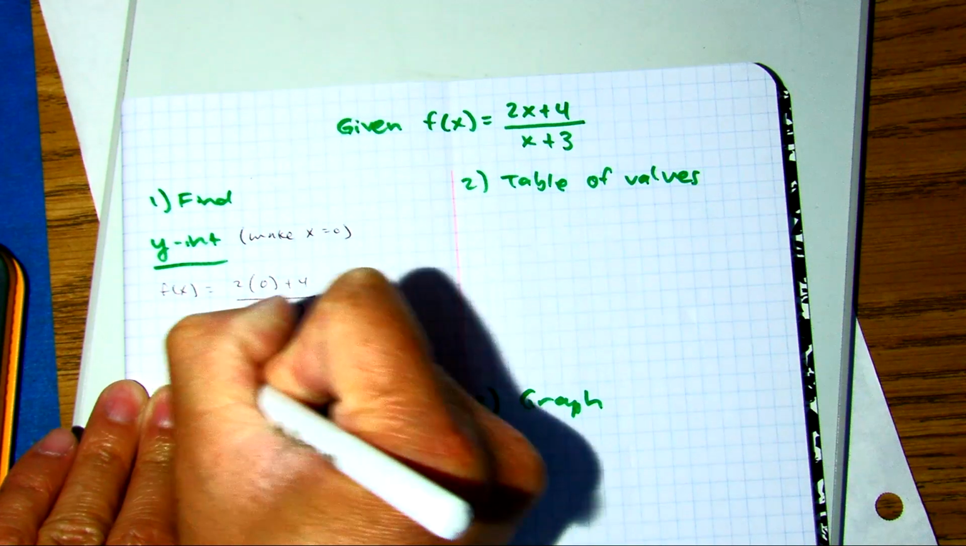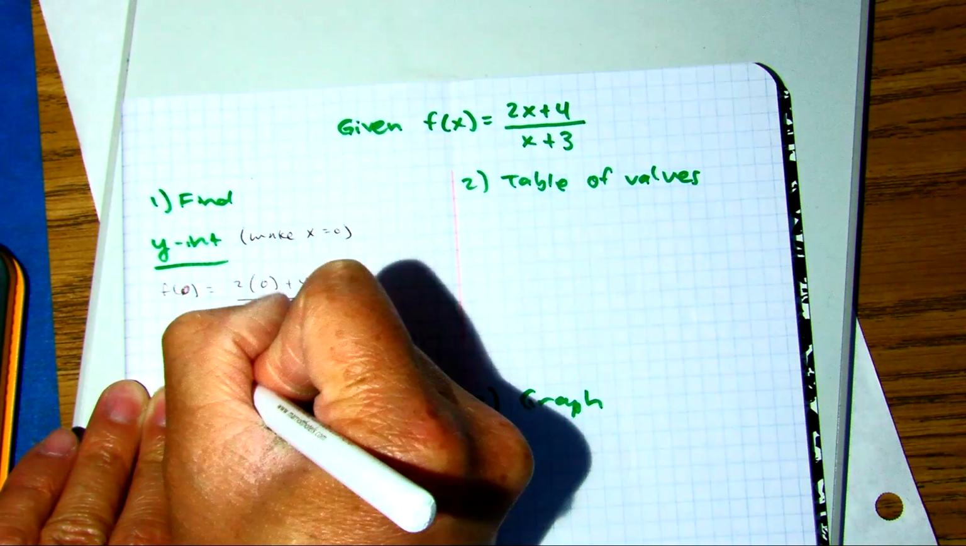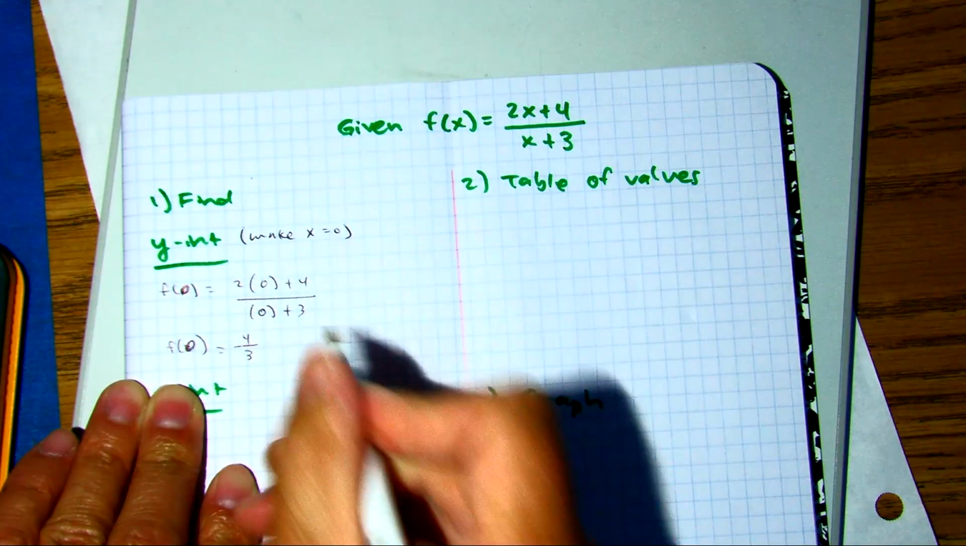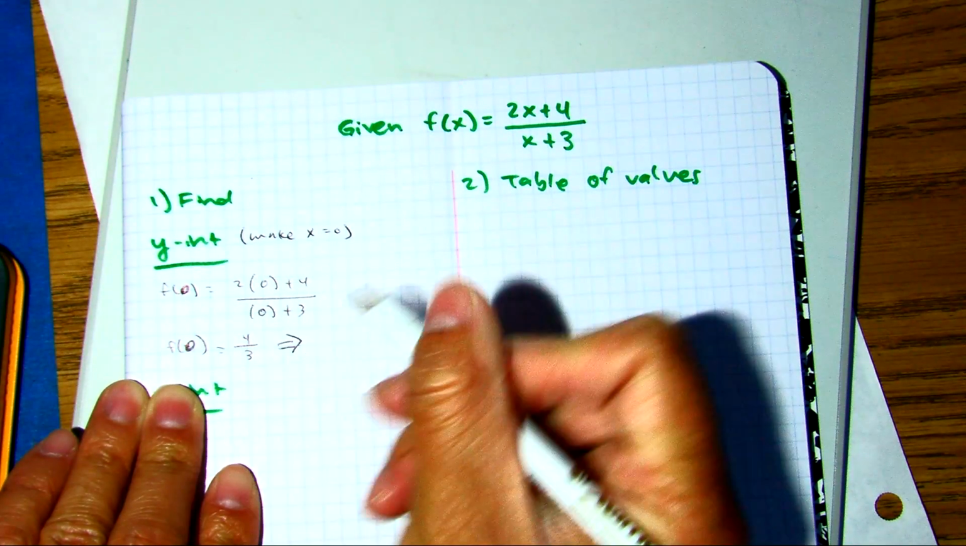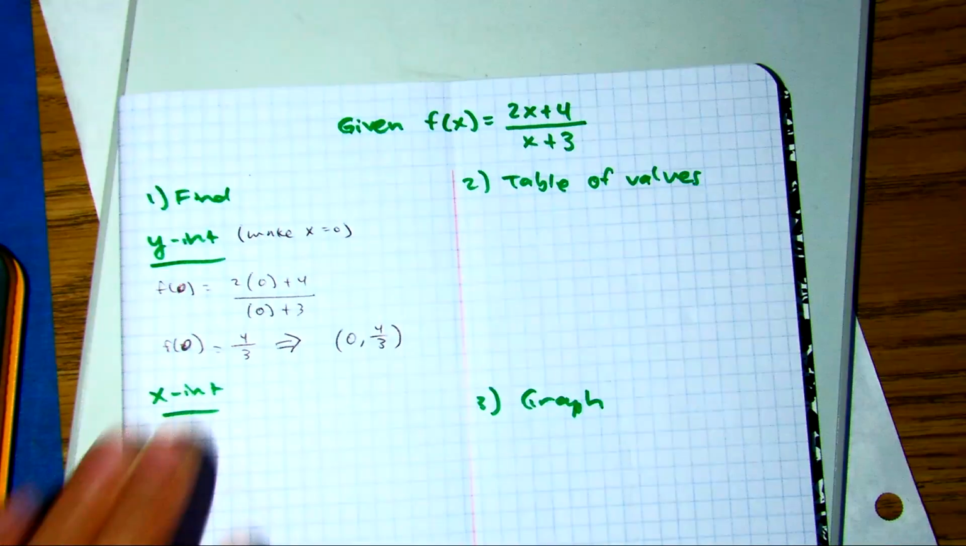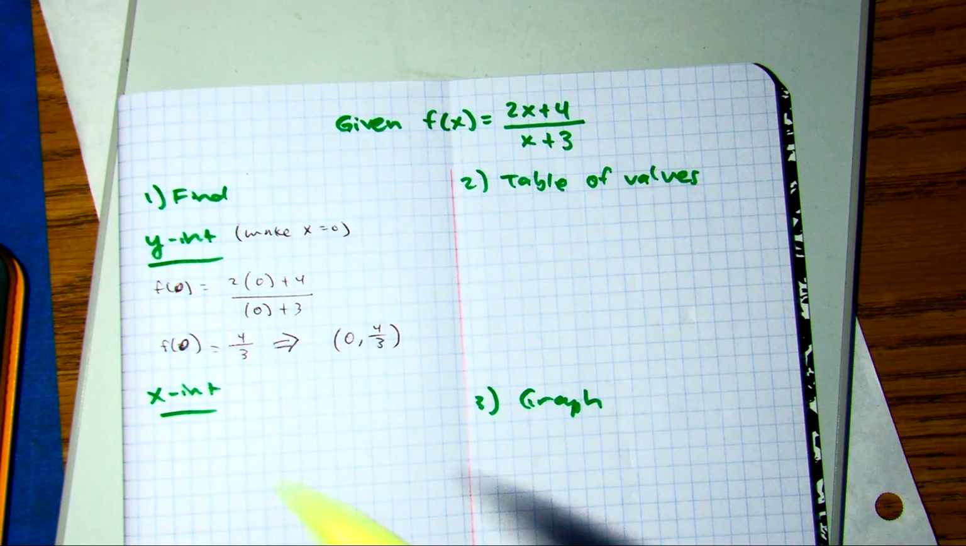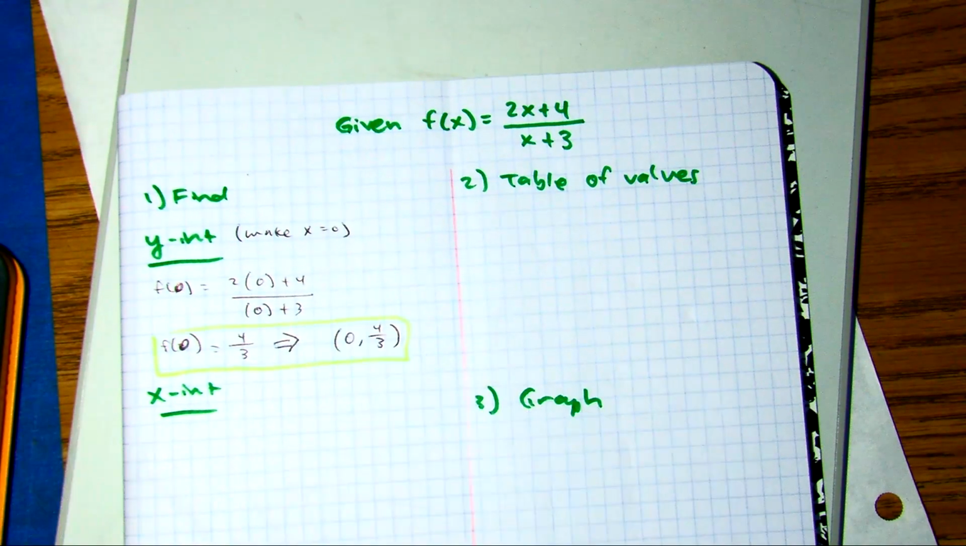f of x, we made x equal to 0. Should have made it 0. Equals 4/3, which means my ordered pair is 0, 4/3. Raise your hand if you got that. Good job, Cynthia.